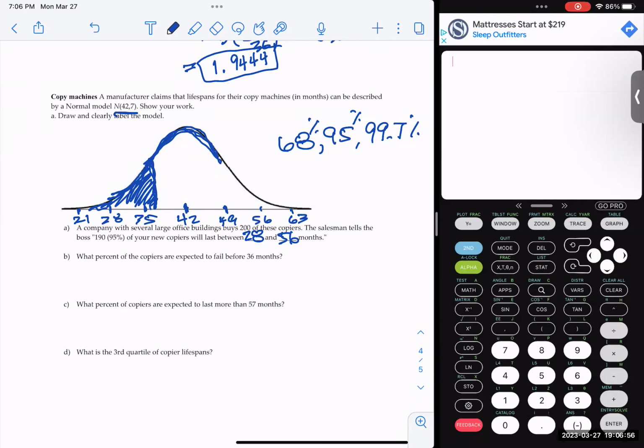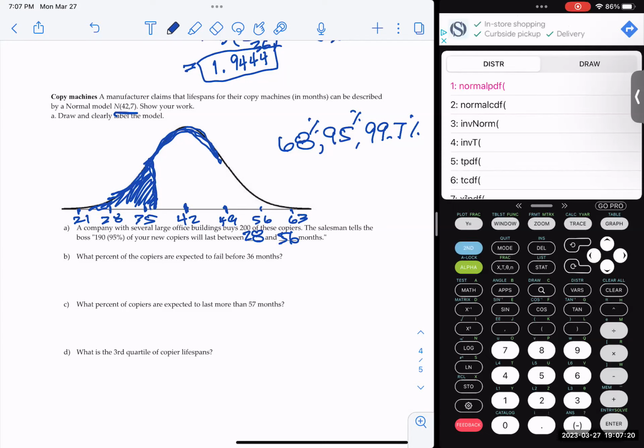Okay, so let's use a calculator to find it. I use distribution right here, D-I-S-T-R. You can't see where my pen is right now, but it's next to the arrows and it's that VARS button. So I hit second, distribution. And which option am I going to use most of the time? I'm going to use option 2, normal CDF. The C stands for cumulative, so it's like all that stuff before it too.